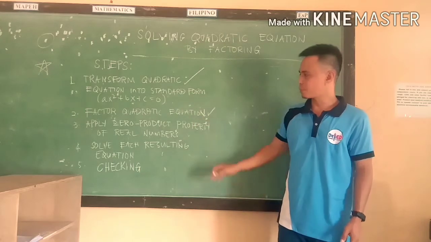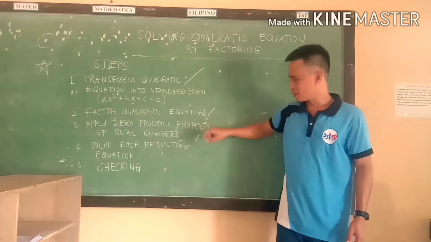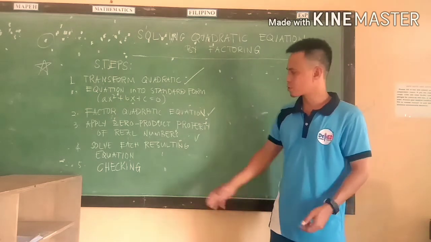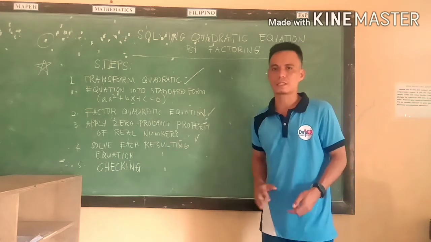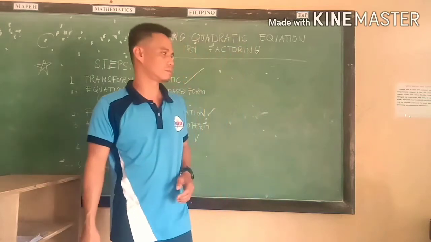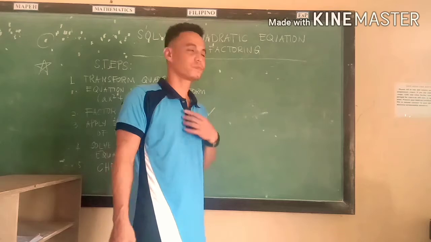Then, third, apply the zero product property of real numbers. Matututunan natin yan as we go on with our examples later. Next is solve its resulting equation. And lastly, we have to do the checking, okay? So, huwag na natin patatagalin pa. So, let's try our first example. Example number 1.